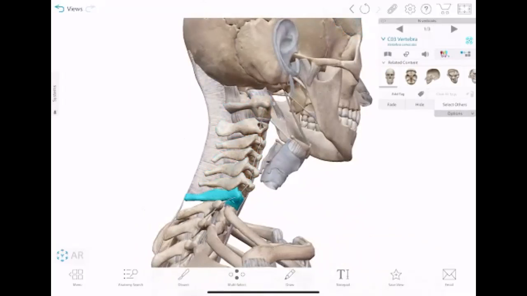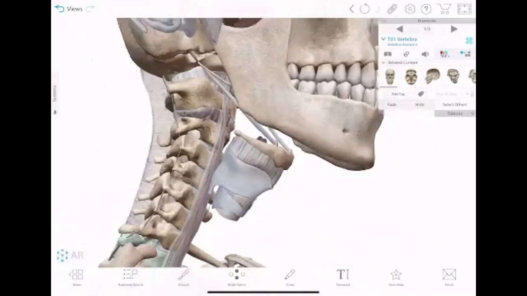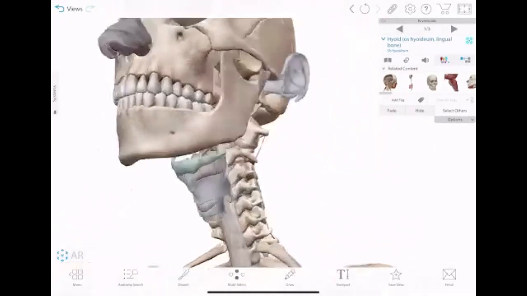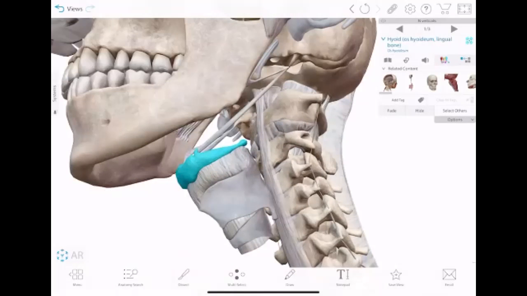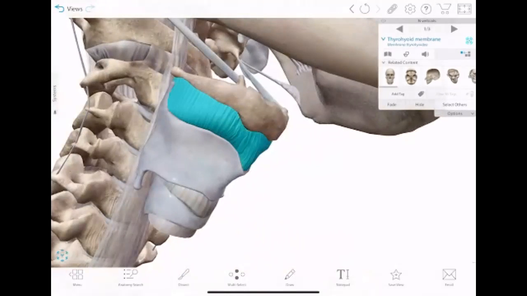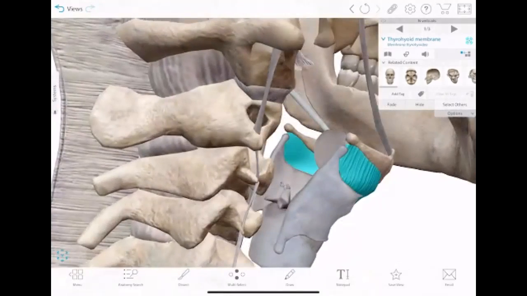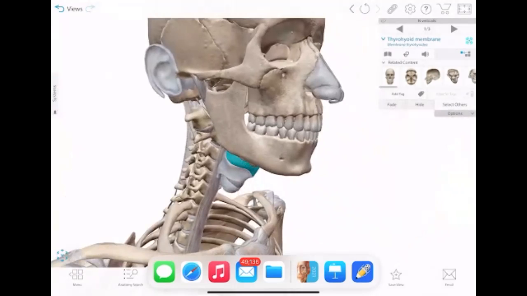So there are 7 cervical vertebrae, and after that is T1, the thoracic vertebrae. And here lies the hyoid bone immediately below the neck, through which attaches the thyrohyoid membrane and ultimately the larynx and all. So the osteology of the head and neck includes the skull, cervical vertebrae, and hyoid bone.